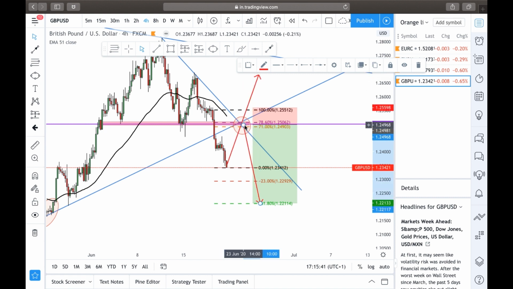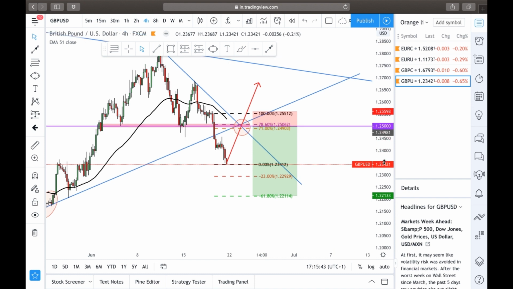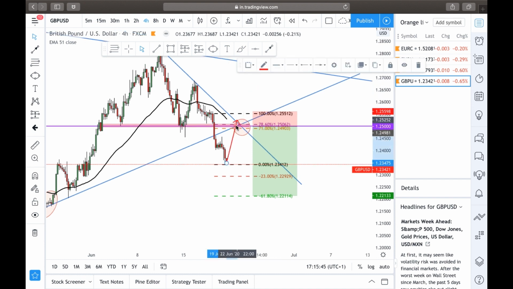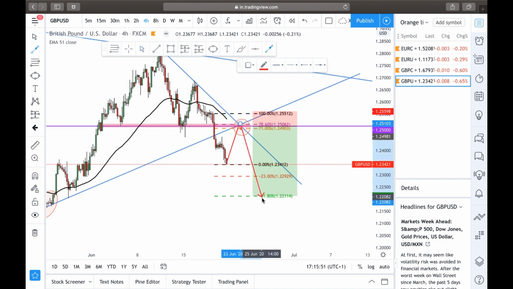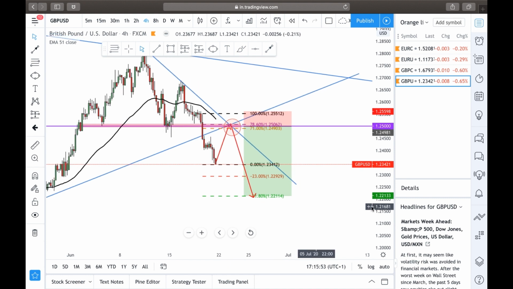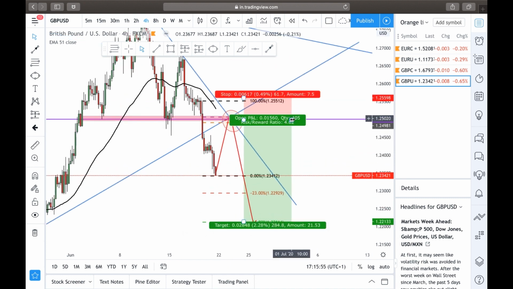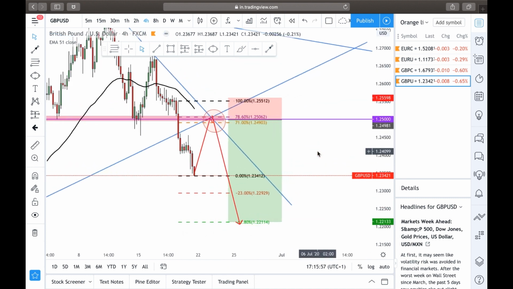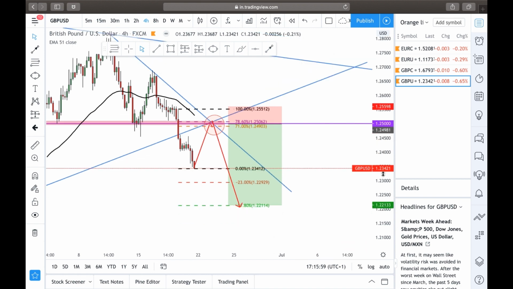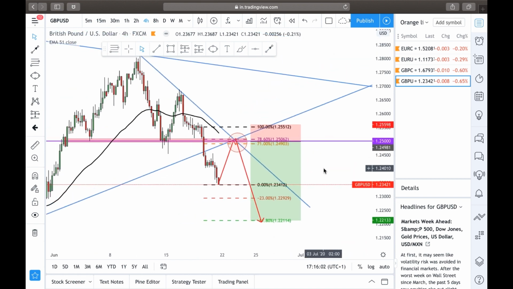So something like that, and it's invalid. And if it doesn't reject, then it's invalid. That's basically what I'm saying. But in my opinion, I think it's going to reject. If it does reject here, then it'll be looking good for a sell. That's what I'm saying. So yeah, I think that covers all the pairs. And it covers basically the analysis and how I get it, and how you guys should be doing your analysis as well.